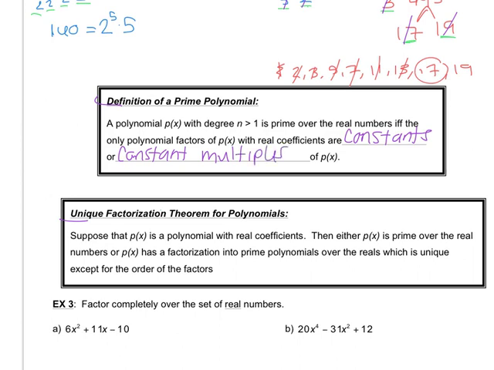And then we have the unique factorization theorem for polynomials, which is similar to the factorization theorem for integers. So p of x is a polynomial. Either p of x is prime, or it has a prime factorization over the reals, which is unique except for the order of the factors or the multiplication by the coefficients. By real coefficients. So it's similar to, by real constants.